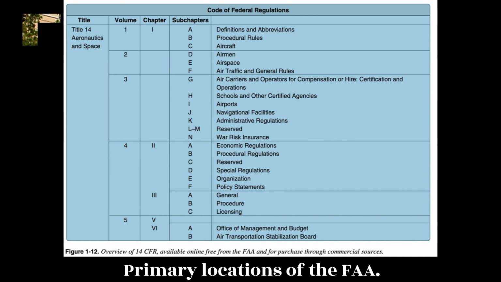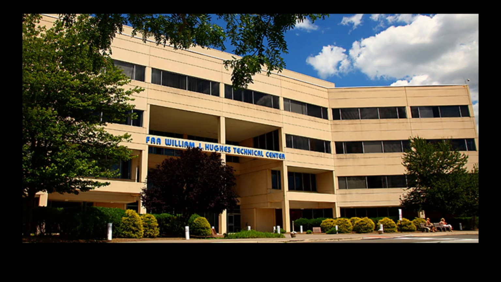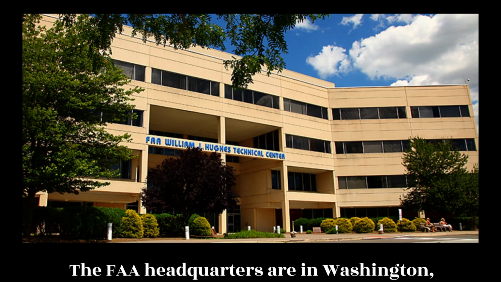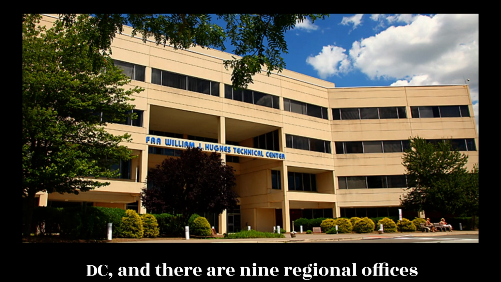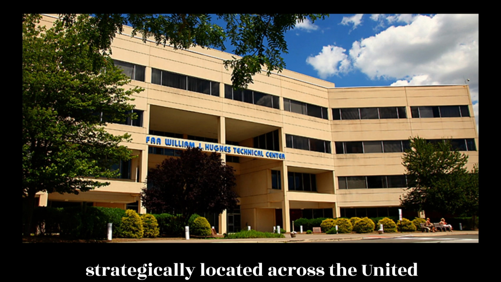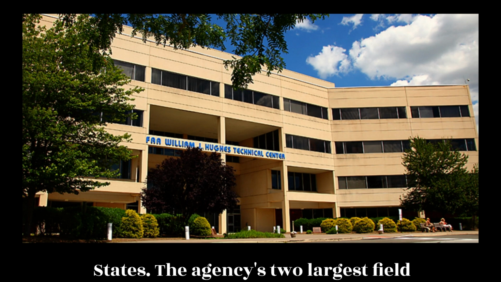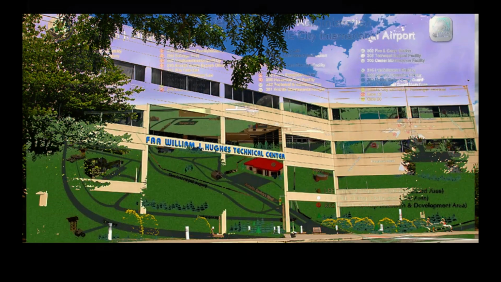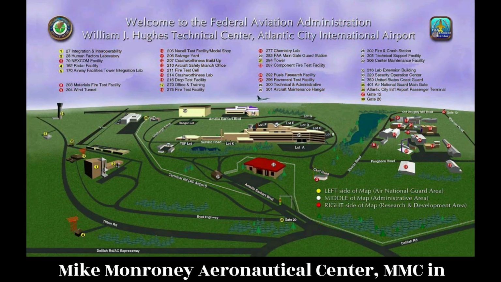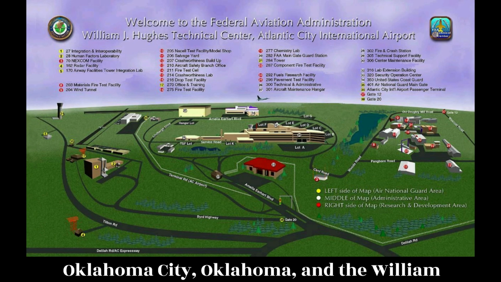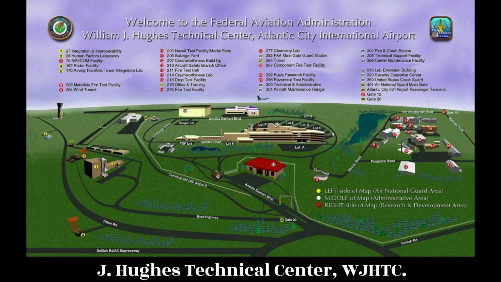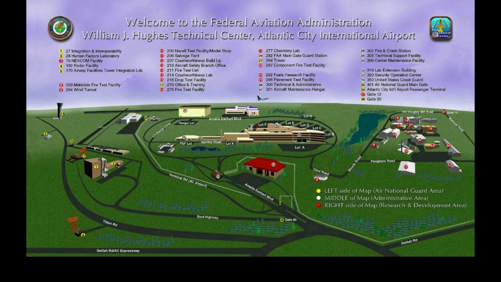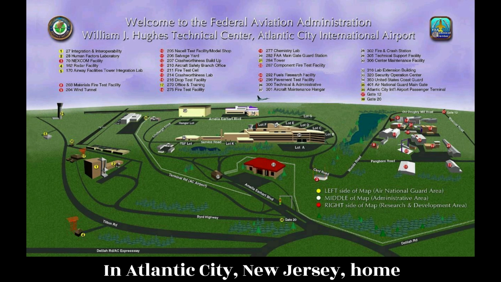Primary locations of the FAA. The FAA headquarters are in Washington, D.C., and there are 9 regional offices strategically located across the United States. The agency's 2 largest field facilities are the Mike Monroney Aeronautical Center, MMAC, in Oklahoma City, Oklahoma, and the William J. Hughes Technical Center, WJHTC, in Atlantic City, New Jersey.